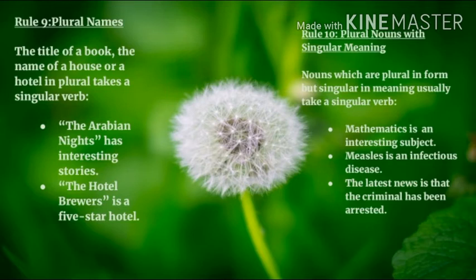Well, now let's look at rule number 10 related to subject verb concord, which deals with plural nouns with singular meaning. Listen carefully. Nouns which are plural in form but singular in meaning usually take a singular verb. For example, mathematics is an interesting subject. Measles is an infectious disease. The latest news is that the criminal has been arrested.